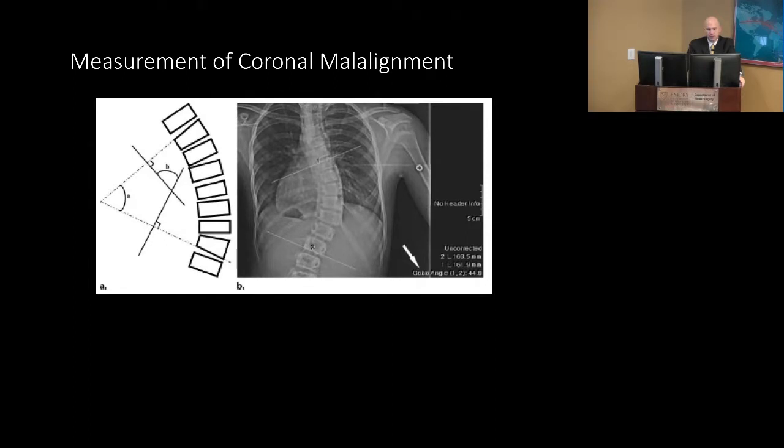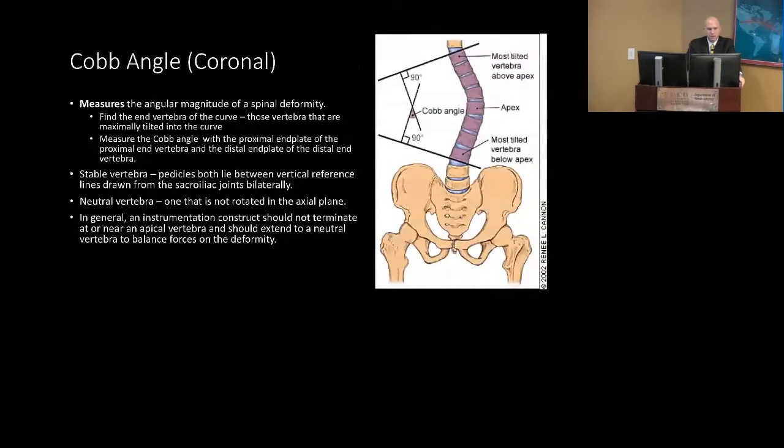And so this is an example of how to measure a Cobb angle. A Cobb angle is the angular magnitude of a spinal deformity. And so the key is to find the end vertebrae of the curve, which are the vertebrae that are maximally tilted. And you want these to be the furthest away from the apex, which should be the neutral vertebrae in the middle of a curve. And so you drop a line off of each of the end plates, and then drop a 90-degree angle from each of those. And where those two intersect is the Cobb angle.